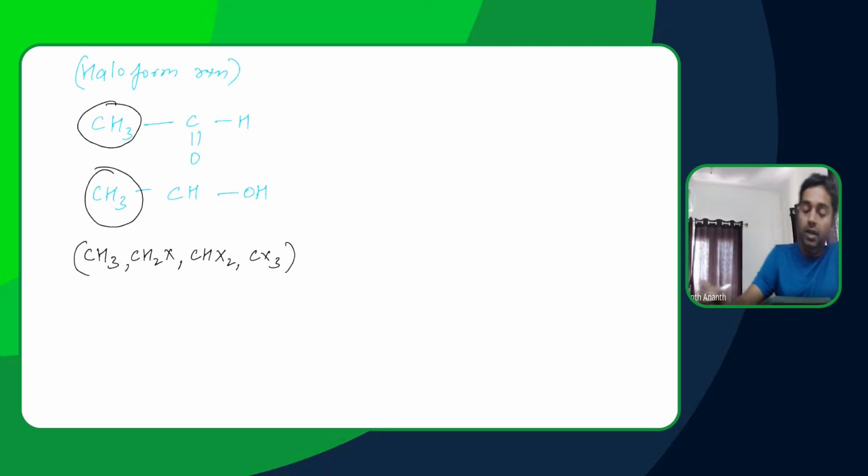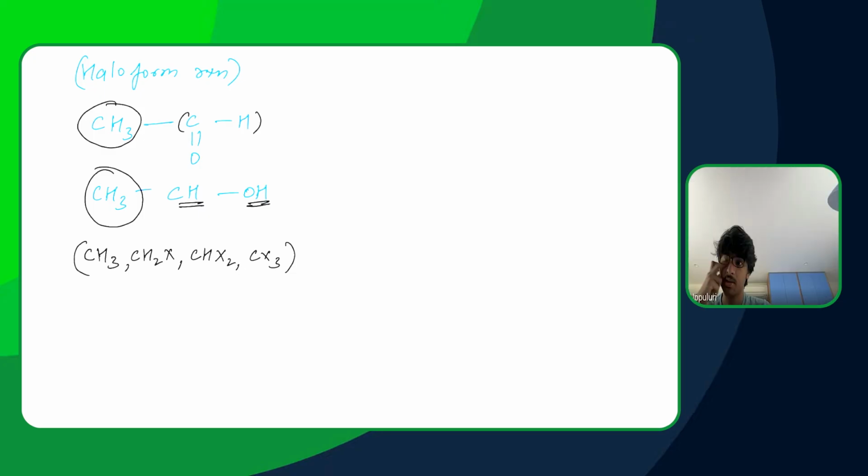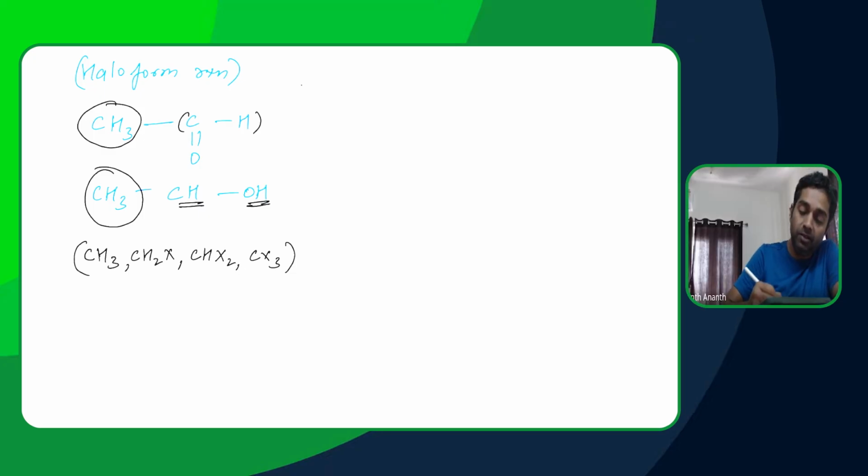If it is an alcohol, I absolutely must have a hydrogen on this particular location here, along with the alcohol. Or it can be an aldehyde like this. These are my initial starting reactants. These guys, we are reacting them with I2 in the presence of basic medium.